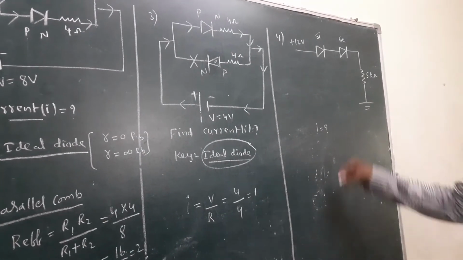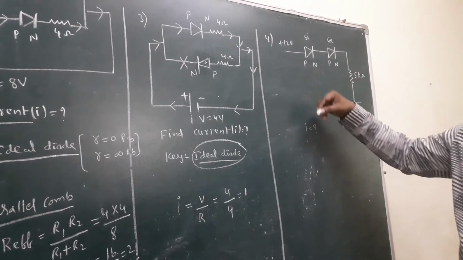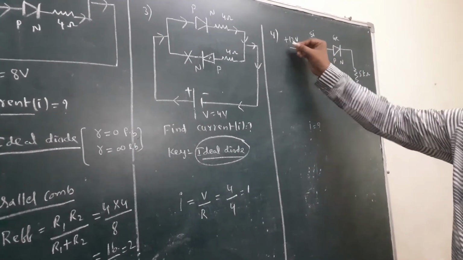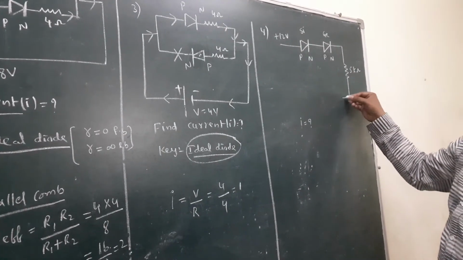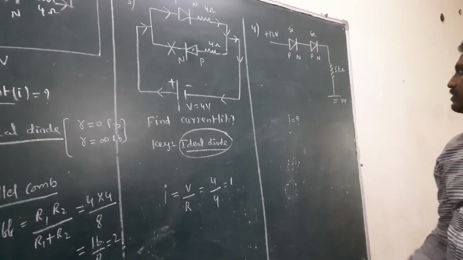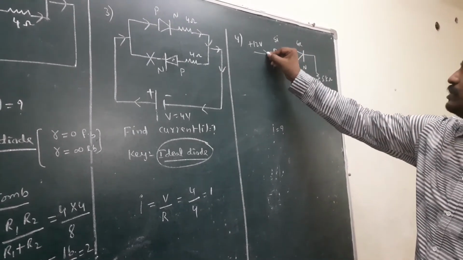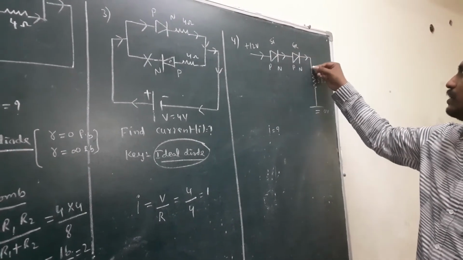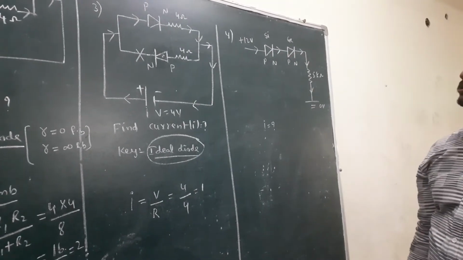In this diagram, here PN, here PN. P is connected to high and N is connected to 0 volts, because this is the earth. Earth potential I take as 0 volts. This is the symbol of earth. The current flows in this direction. Both diodes are forward bias.